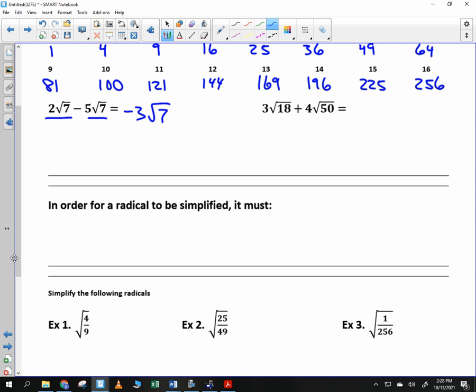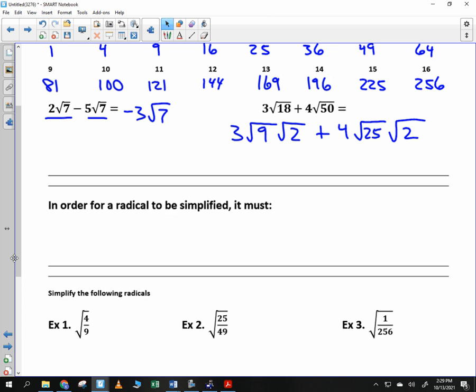Are we allowed to do 3 roots of 18 plus 4 roots of 50? We have to first simplify the radicals so the radicands are the same. What's a perfect square that divides evenly into 18? Good, I've got 9 and 2. What's the perfect square that divides evenly into 50? 25 and 2. Good.